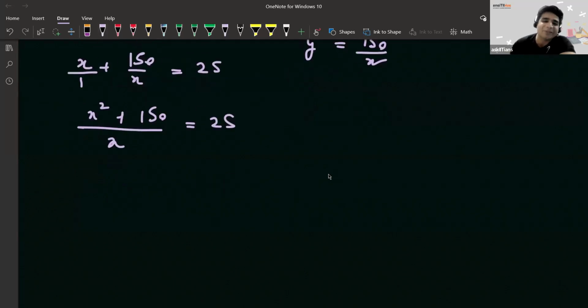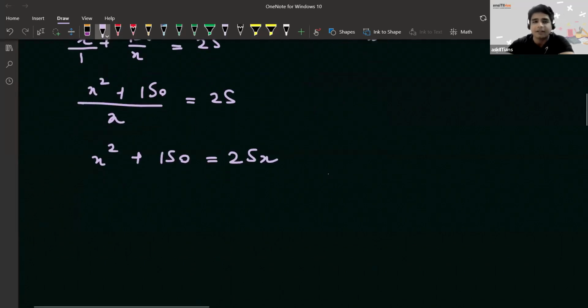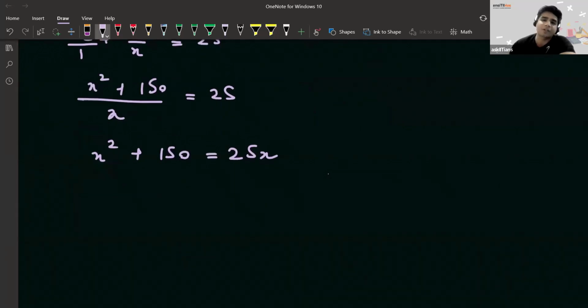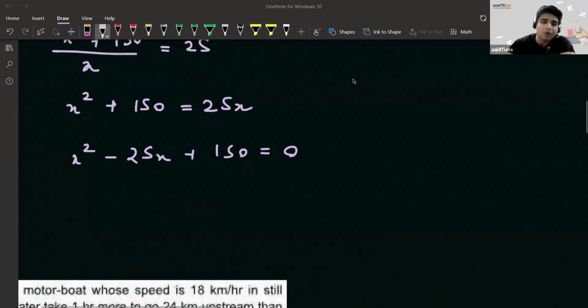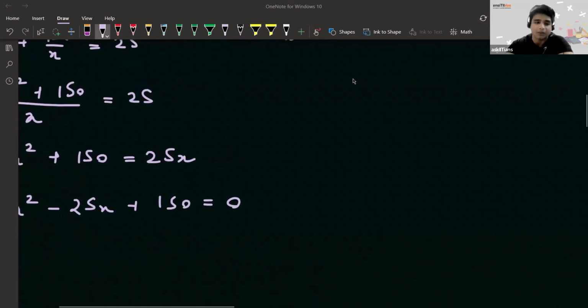So now I'll transpose X to the other side. X square plus 150 is equal to 25X, everyone. Now I'll transpose 25X to the other side. X square minus 25X plus 150 is equal to 0. We have a quadratic equation in our midst, everyone. So what are we going to do? Simple. We are going to use the quadratic formula to solve this particular quadratic equation.